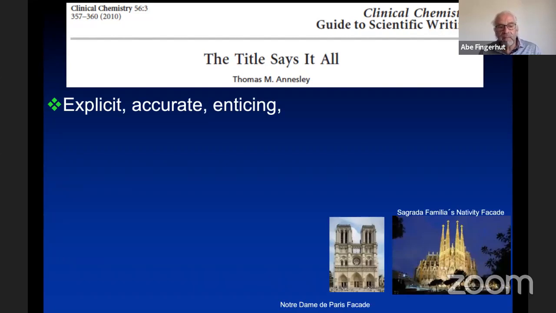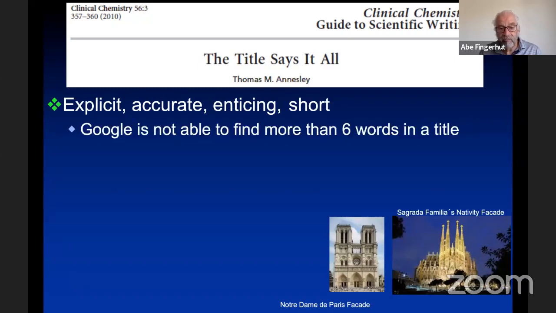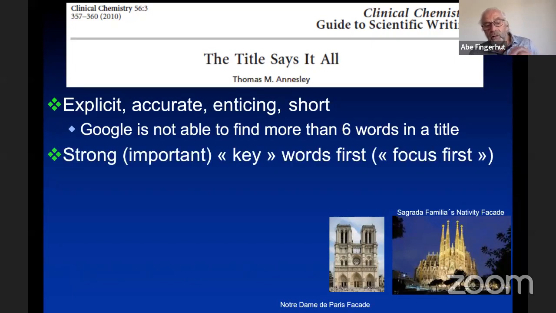Because the title has to be explicit, accurate, but also enticing. We have to attract people, like the church Notre Dame or the Sagrada Familia in Barcelona. We look at the church and we want to go inside because it's attractive. Title is the same thing, but it has to be as short as possible. First of all, for a simple reason: Google is not able to find more than 6 words in a title. So if you have something important in your title that's the 7th word, Google is not going to be able to pick it up, and then you're not going to be able to find it when you want to do your research. This means that the strong words or the keywords have to be in the beginning of the title.